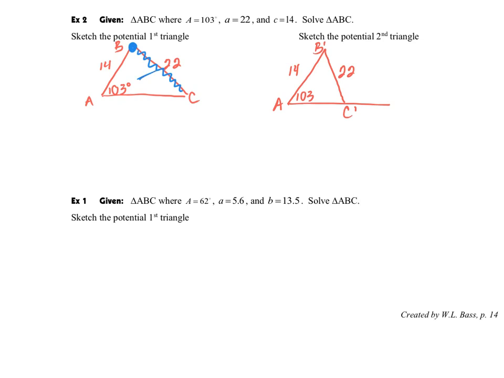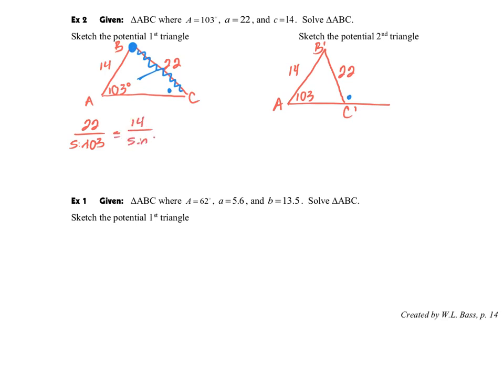There's my link. I'm going to find angle C first. Remember, once I find this angle C, it'll become the exterior angle on the other side because it's creating an isosceles triangle with two congruent base angles. So setting up that law of sines, I get 22 over sine 103 equals 14 over sine C.